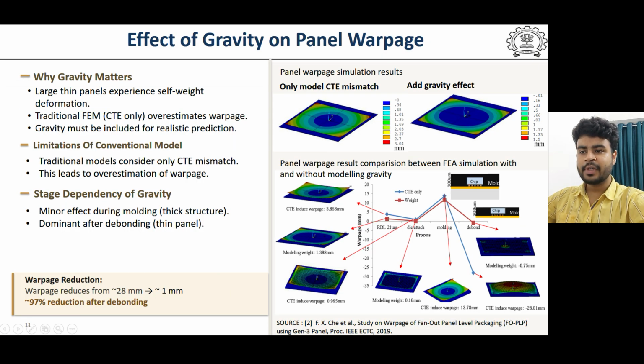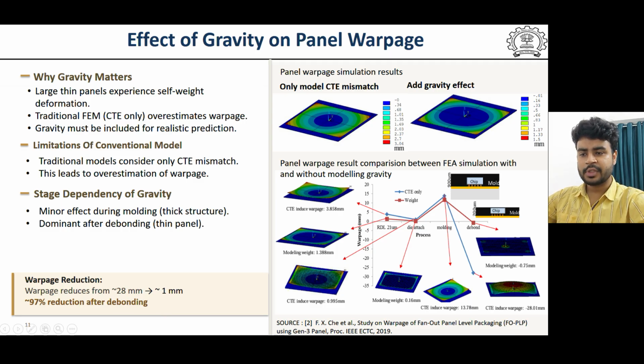Okay, now I will discuss a very important factor that is often overlooked in warpage prediction: the effect of gravity on panel warpage. Most models focus on thermal effects only, but this study shows that gravity can also significantly change the final observed warpage. So the question is, why does gravity matter? Large and thin panels experience self-weight deformation. In conventional FEM simulations, we consider only CTE mismatch, which leads to thermal bending. However, these models ignore gravity, and as a result they tend to overestimate warpage. So to get realistic predictions, gravity must be included.